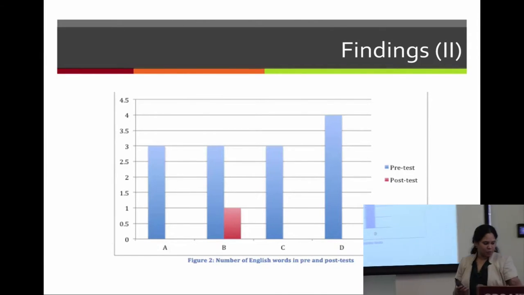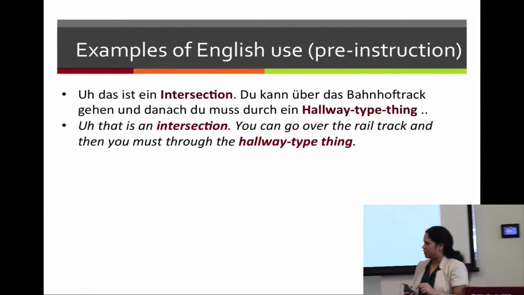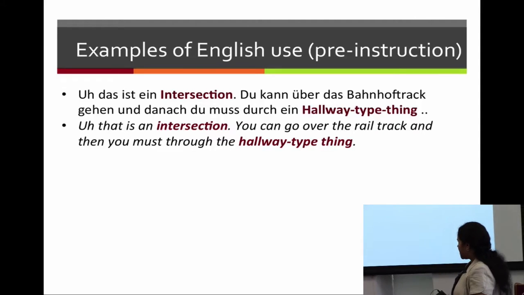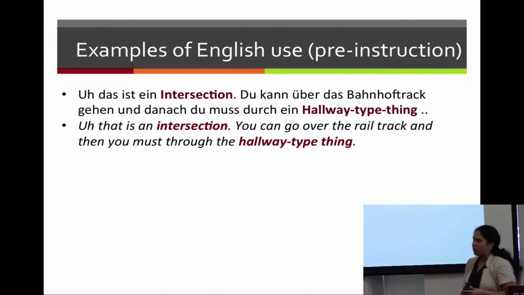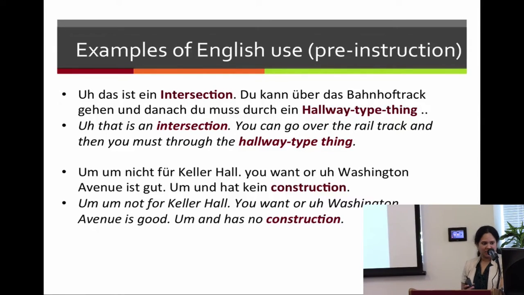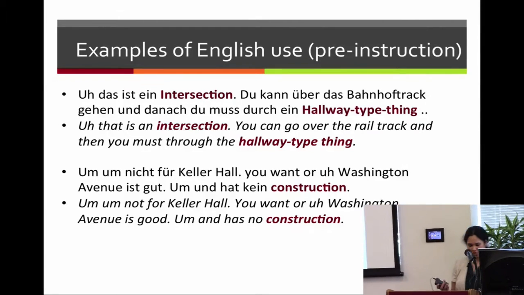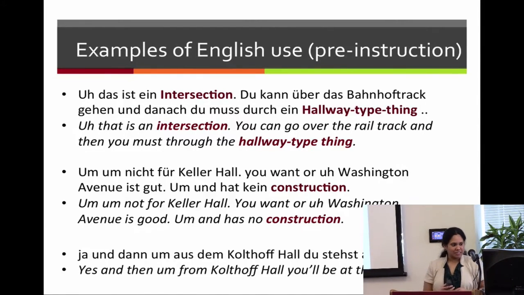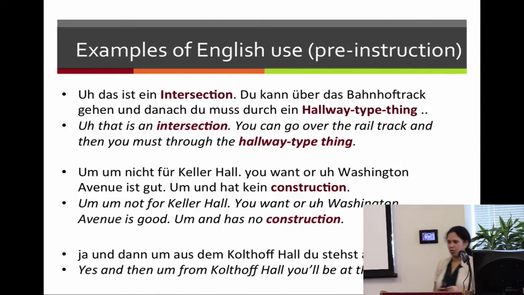I have some examples of how they used these English words here. I'm going to read the English translation. That is an intersection. You can go over the rail track, and then you must go through the hallway type thing. Intersection and hallway type thing being the English word or phrase. Not for Keller Hall, you want, or Washington Avenue is good and has no construction. The last one, yes, and then from Kohlthoff Hall, you'll be at the sidewalk.